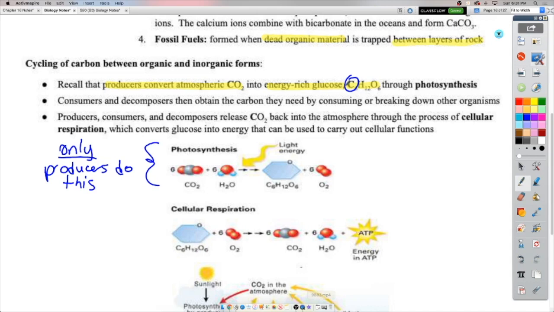We have to eat a producer, or we have to eat a consumer that ate a producer, or eat a consumer that ate a consumer that ate a producer, and on and on and on. You get it, right? But either way, at some point, there must be a producer that did this photosynthesis.